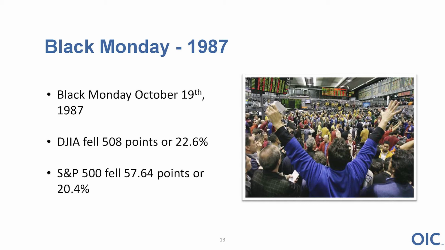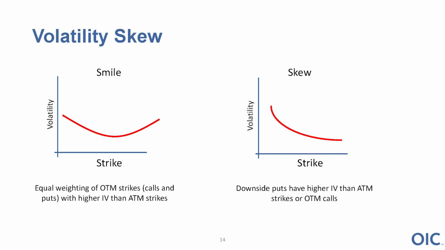And this is true for stocks, this is true for indexes. Because of that, after the crash, it really woke people up to the fact that markets tend to go down with more velocity than they go up. So the downside started getting priced a little more expensive than the upside. And that's what you see today. So these are the two types of volatility skew.